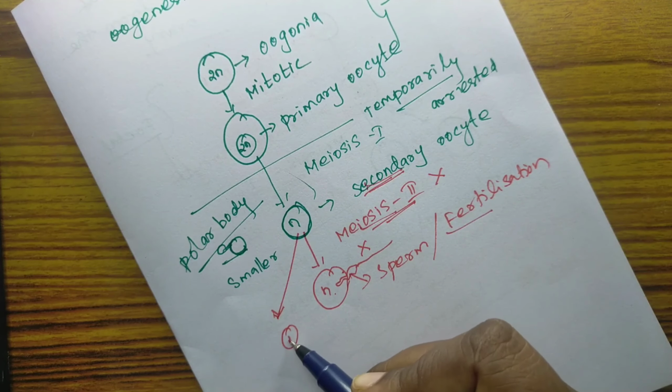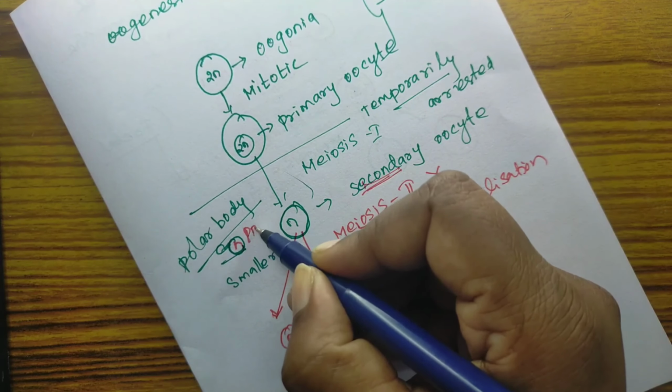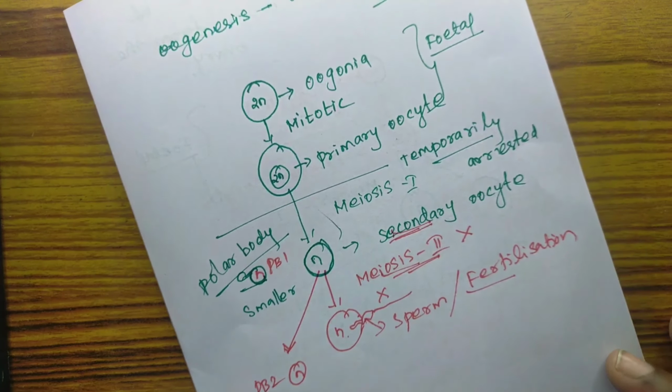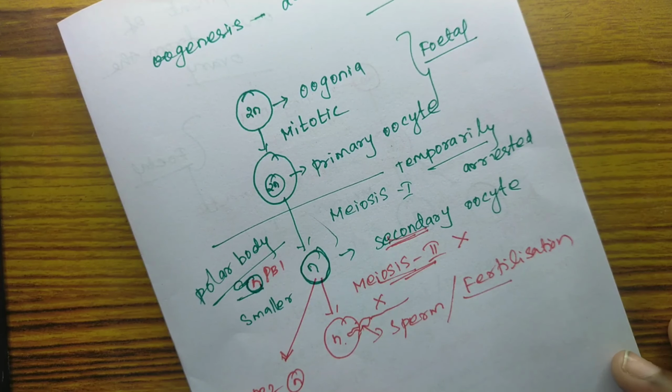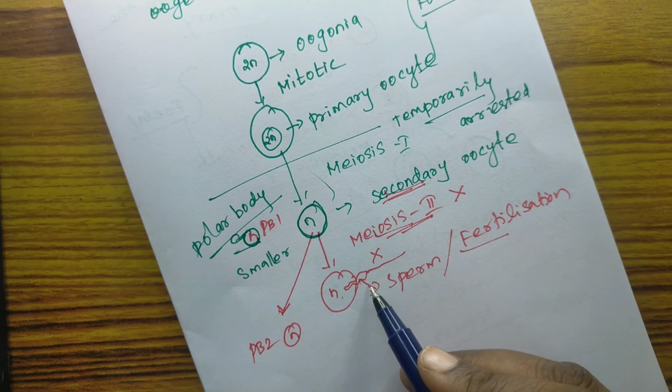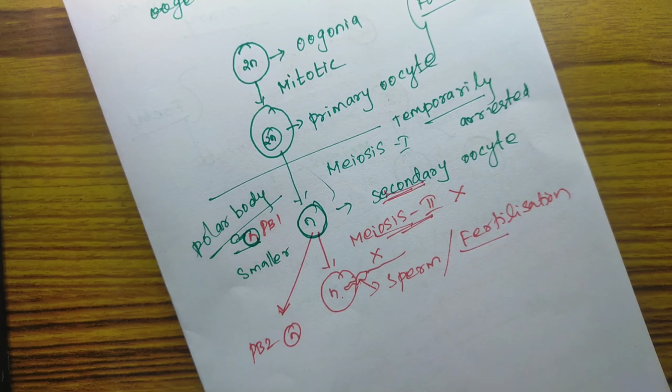This is known as second polar body. This is the first polar body. So polar body 1 and polar body 2, two polar bodies are formed as a result of oogenesis. And we knew that already, the secondary oocyte will complete meiosis 2 when a sperm enters inside the egg.